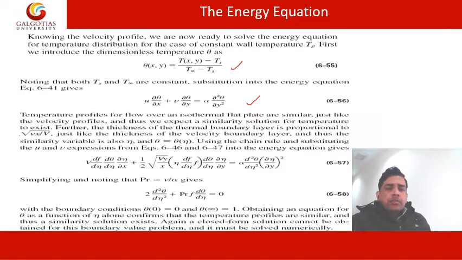Further, the thickness of the thermal boundary layer is proportional to this value, which can actually be converted into Reynolds number, and the velocity boundary layer, and thus the similarity variable is also eta, which is equal to this value. Using the chain rule and substituting u and v into this energy equation gives this value. And again after putting the value of Prandtl number over here, we obtain this equation.